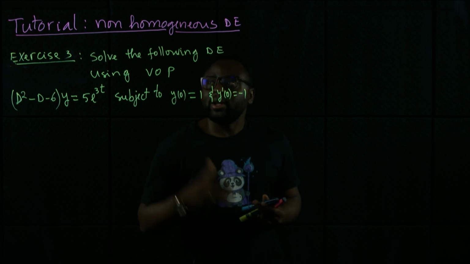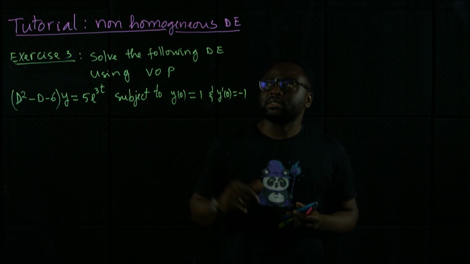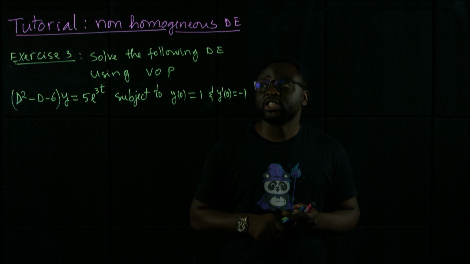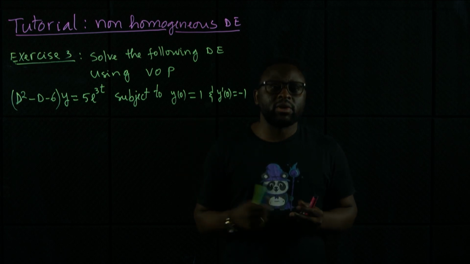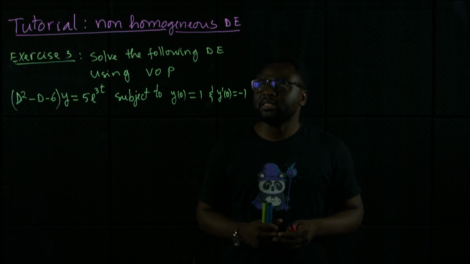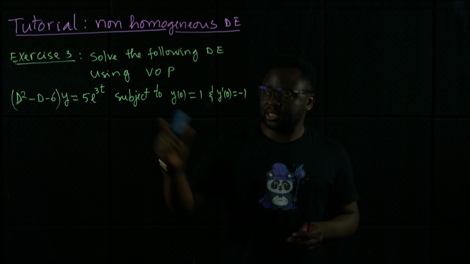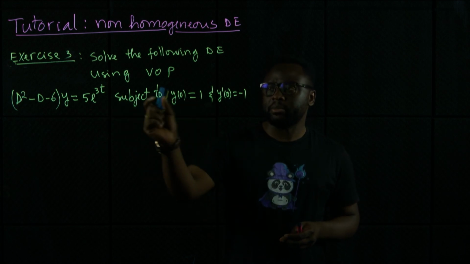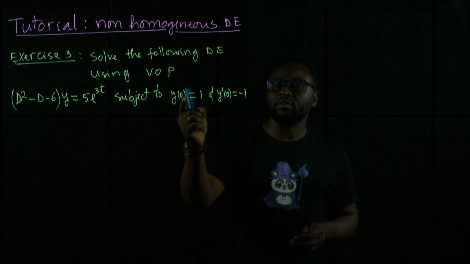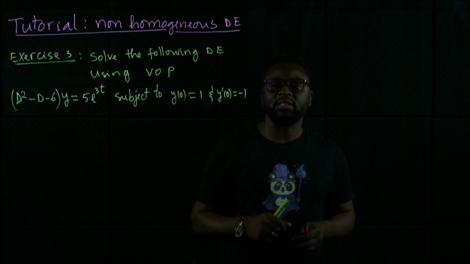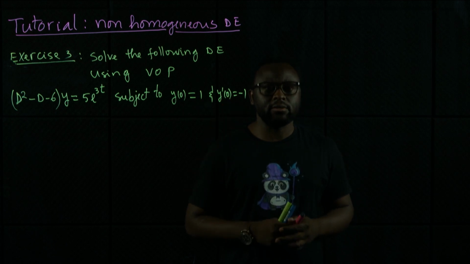All right, welcome to this third exercise. We are still solving non-homogeneous differential equations by using the variation of parameters. In this exercise, we are required to solve this second order differential equation subject to the conditions y of 0 equals 1 and the first derivative of y at 0 equals minus 1.